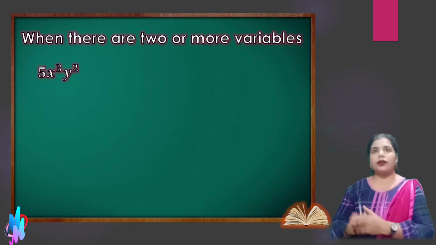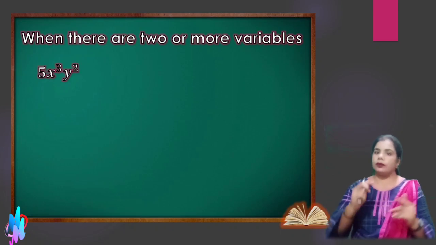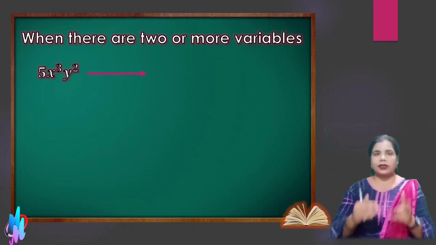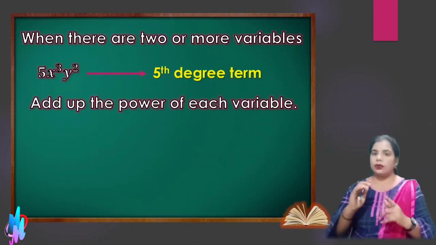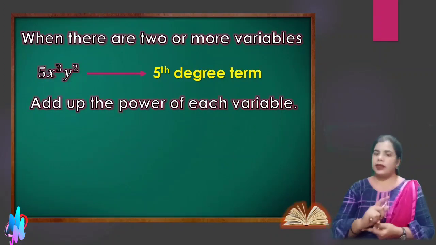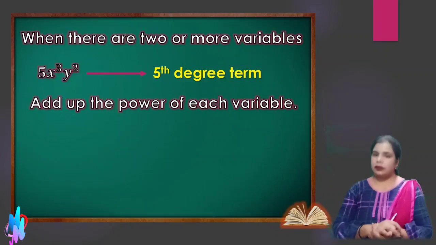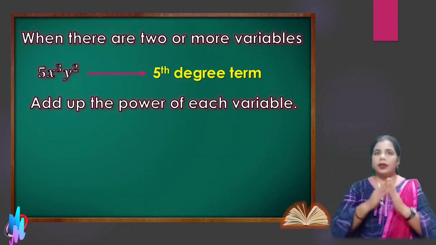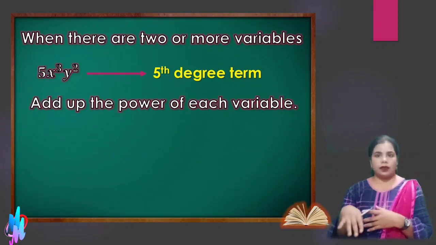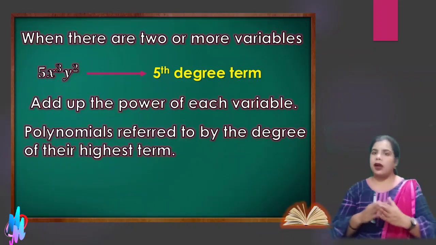Okay, but when there are 2 or more variables, then what we have to do? We have to add up the power of each variable here. Like if 5x cube y square is there, so we have to add the power of x and y also. Means 3 plus 2, and 3 plus 2 is 5. Then it is called as a fifth degree term. So actually degree means the addition of the power of each variable in one term. Okay. So polynomials refer to by the degree of their highest term.